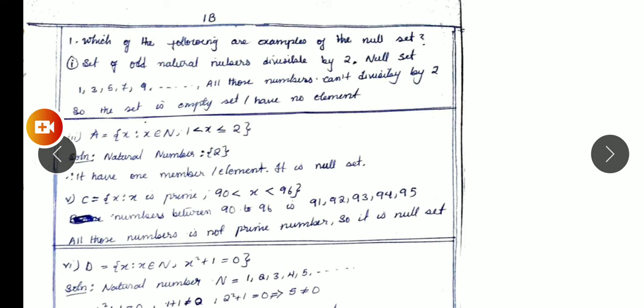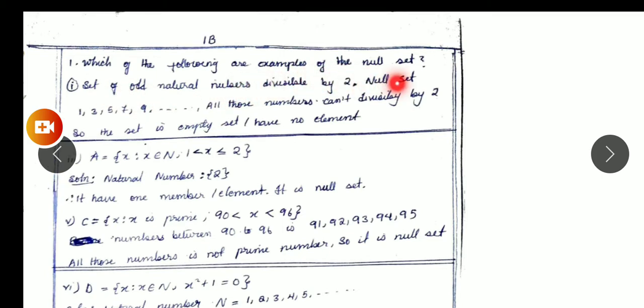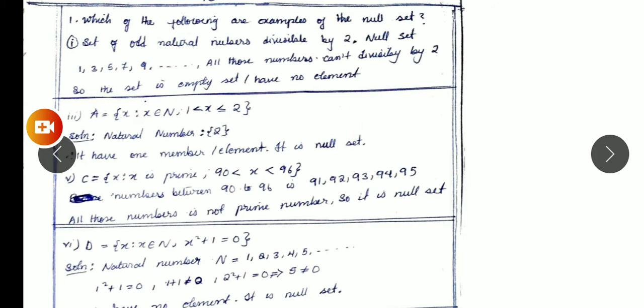Which one of the following is an example of the null set? Let us check question number 1.